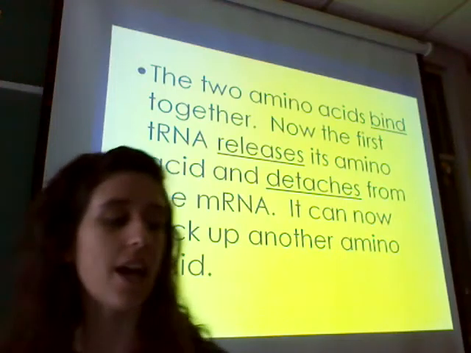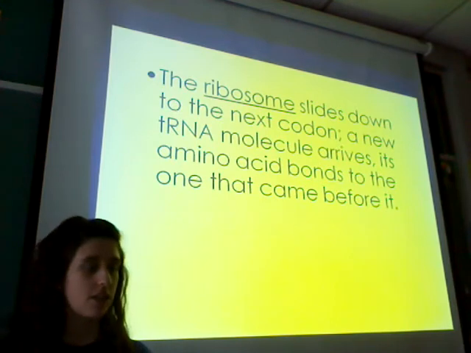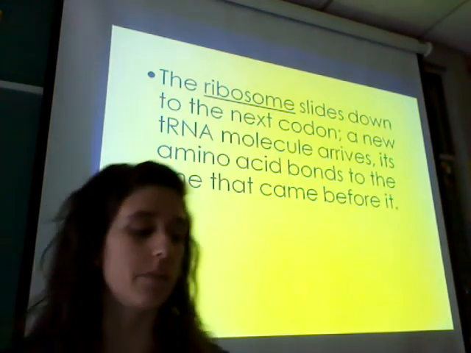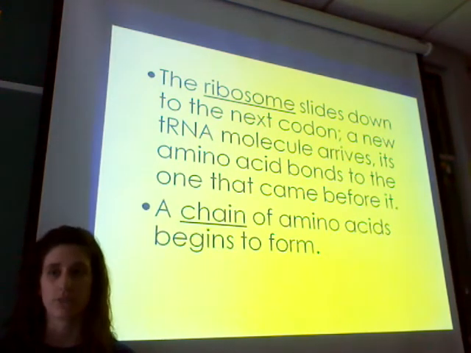So this whole process kind of starts to get repetitive. The ribosome slides down again, the next tRNA molecule comes, it binds to the amino acid that came before it, and then you get this chain of amino acids that starts to form.